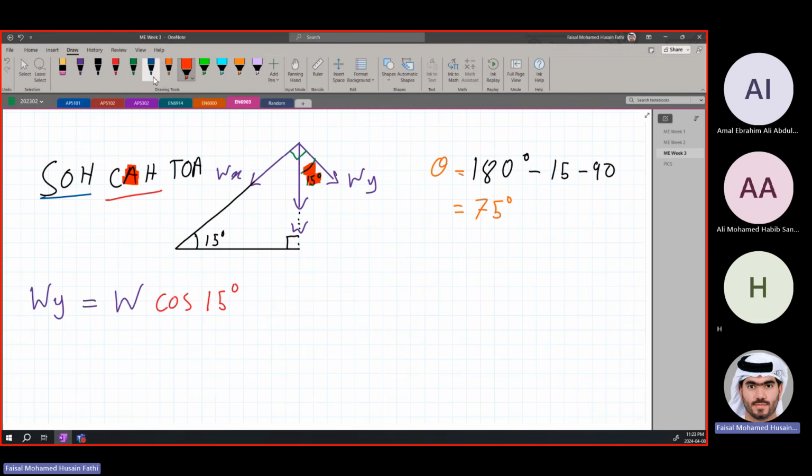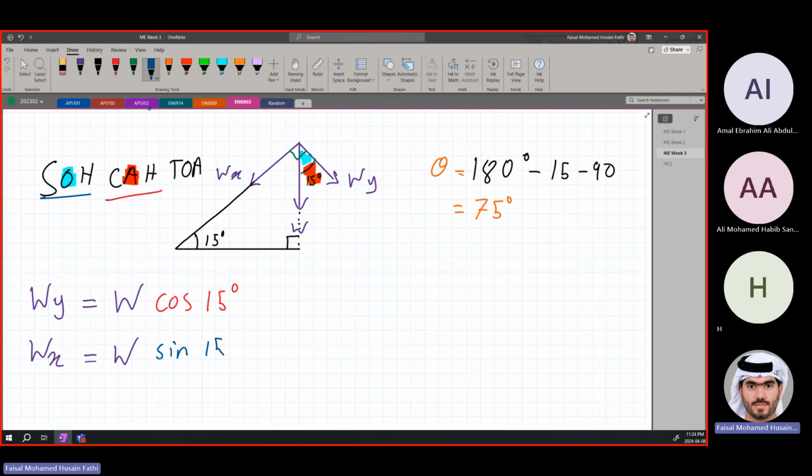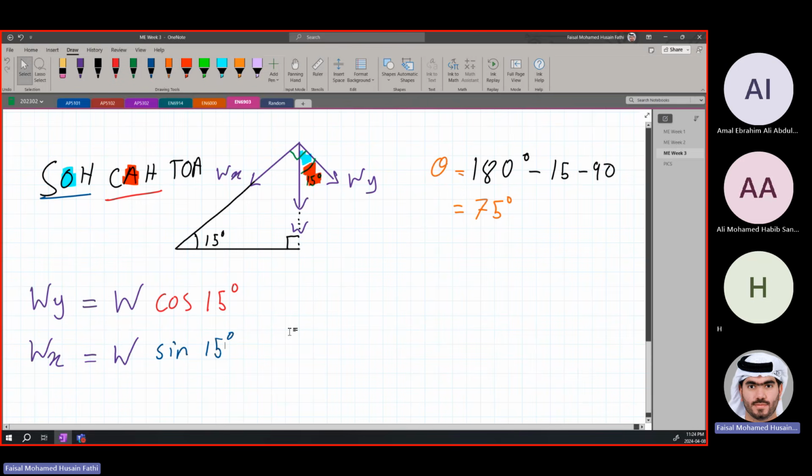The sine part, the WX part, I mean, this is going to be W again. Now it is going to be sine. Why? Because if you notice here, the angle is opposite to WX. So it is going to be W times sine 15 degrees. This is just the shortcut method I like to use. You can use the force triangles, which is explained very clearly in the first video I have done, to determine it, but it will take a lot of time if you want to do it that way. So I would recommend getting used to this shortcut.